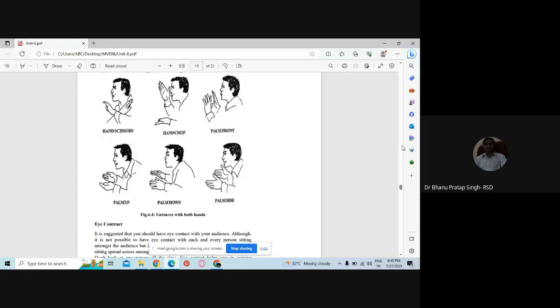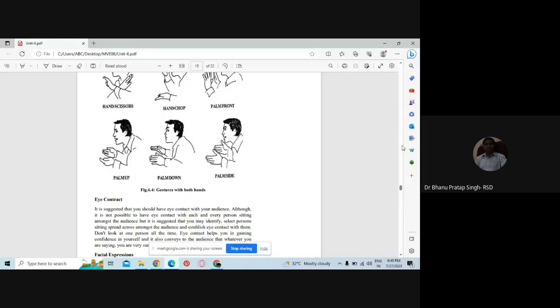Hand chop means he is pressurizing about something. Palm front means he is convincing. Palm up means he is drawing attention. Palm down means just calm down and listen to the message. Palm side, he is also creating some news. These are some body gestures of the hand, by which the communicator always tries to communicate the message, or even monitor, mentor or control the audience.